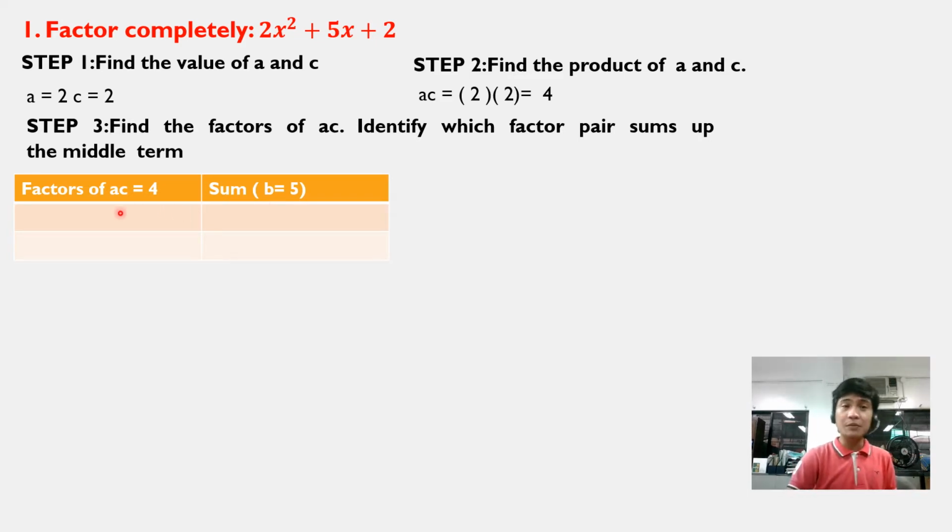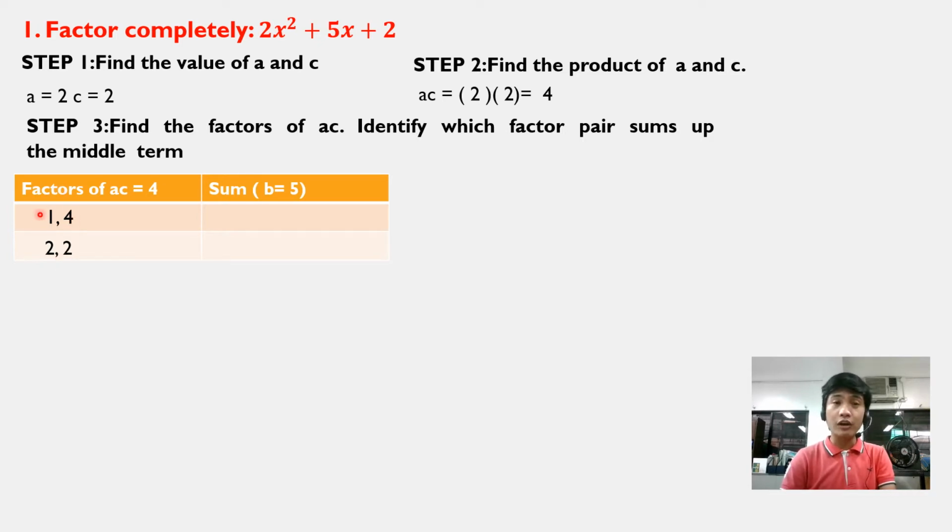Now, ilista natin yung mga factors ni AC. Ano yung mga combinations na kailangan nating i-check or i-specify. Let's do it in a detailed way, no? Para mas madali nating maintindihan. So, pwede nating sabihin na 1 times 4. 1 and 4. Bakit? 1 times 4 will give you a product of 4. Correct? Pwede rin nating sabihin na 2 times 2. 4 din naman ang sagot doon.